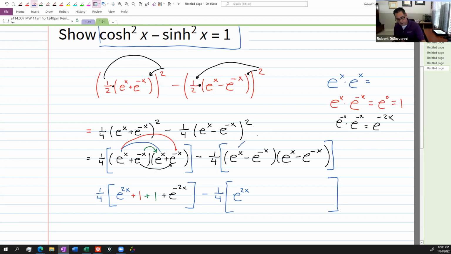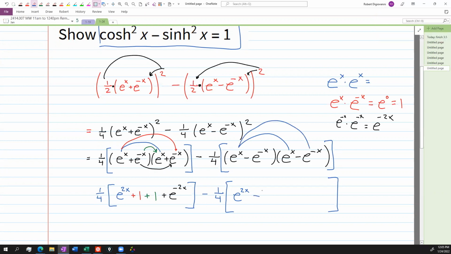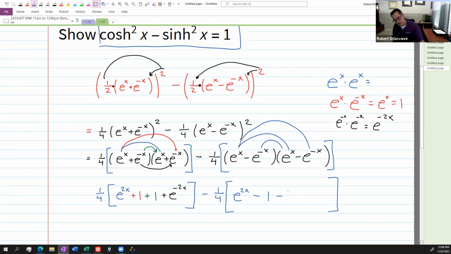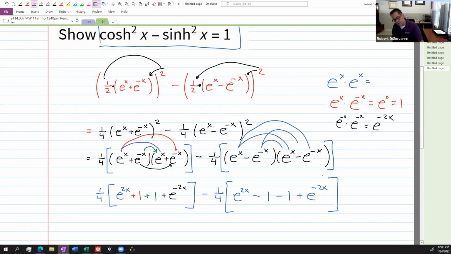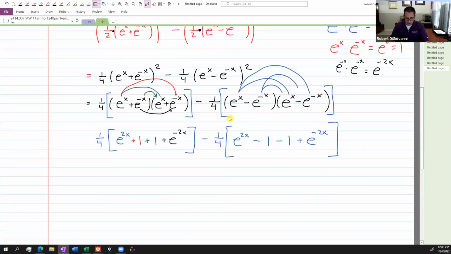All right, Sam, finish this parentheses out. So I've done this one. What would the next one be? It would be -1 and -1. -1, and then the middle one would be -1, and then the last one? Plus e to the negative 2x. Good. We have negative and negative, it's positive. All right, this is not so bad, I guess.